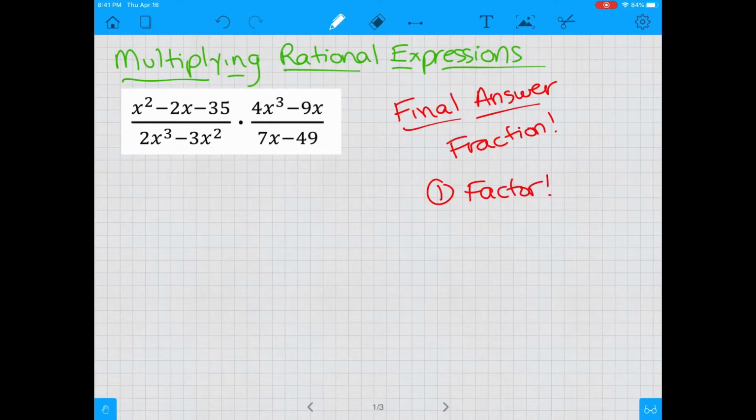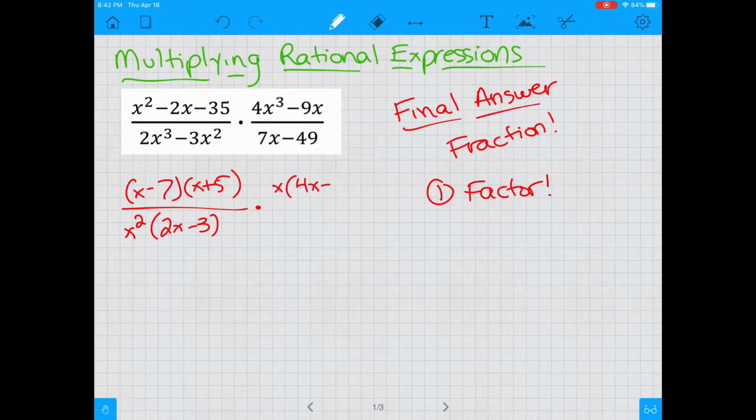All right, so for my first fraction, this is pretty simple. x minus 7, x plus 5, over, now for the denominator, I can factor out an x squared, and I have 2x minus 3, times. Now for this numerator, I can only factor out an x. Oops, 4x squared minus 9. And then your denominator, while it may not look like you can factor anything, you can actually take out a 7. And you're left with x minus 7.